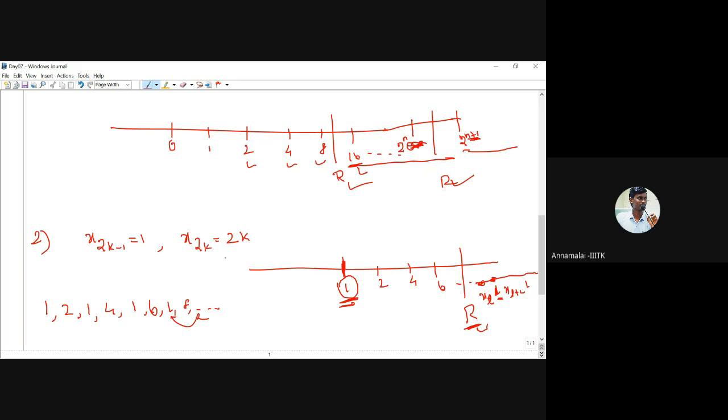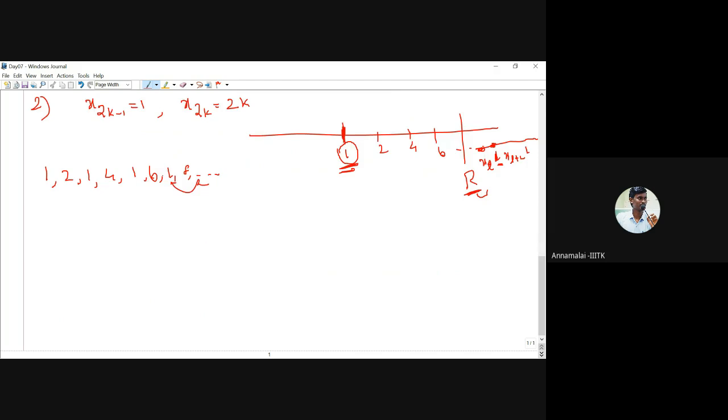Now we discuss some examples. Suppose a is bigger than 1, then a power n diverges to plus infinity. If a is less than 1, then a power n converges to 0. If a is bigger than 1, then a power n diverges to plus infinity. So how to prove this one? Since a is bigger than 1, therefore a can be written as 1 plus some positive number h.